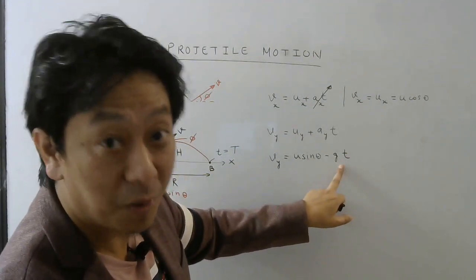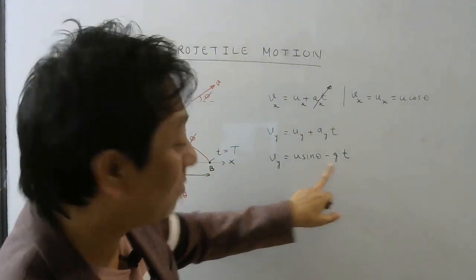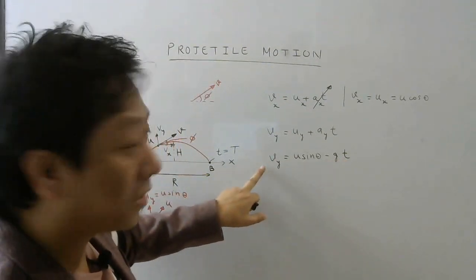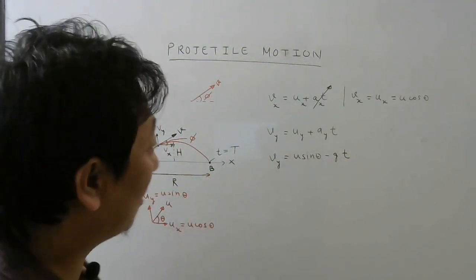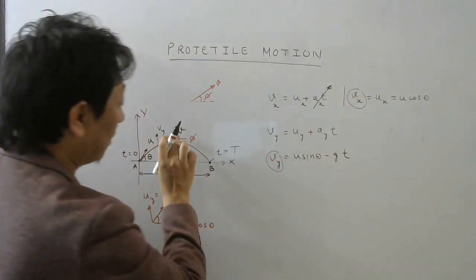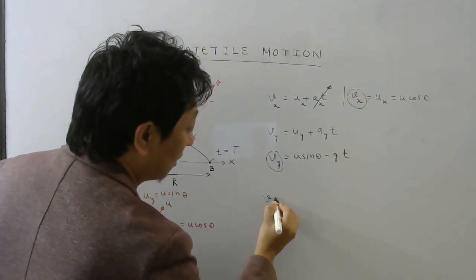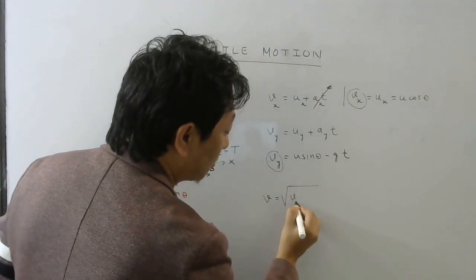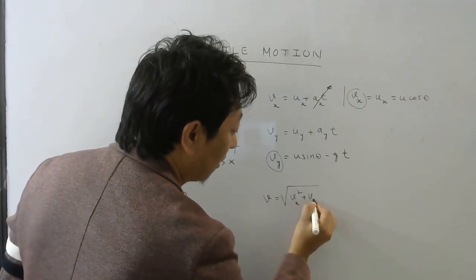Of course, the time has to be mentioned. So if they give you the time, you can substitute the time here, calculate the y component of final velocity, and then once you know Vx and Vy, how to find the magnitude of the velocity? Root over Vx square plus Vy square, right?